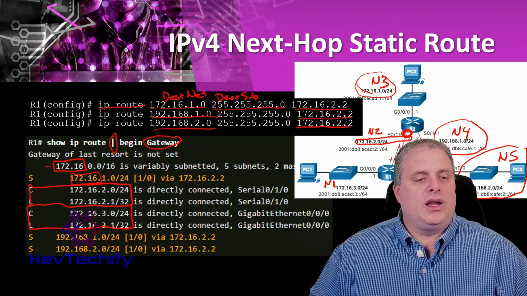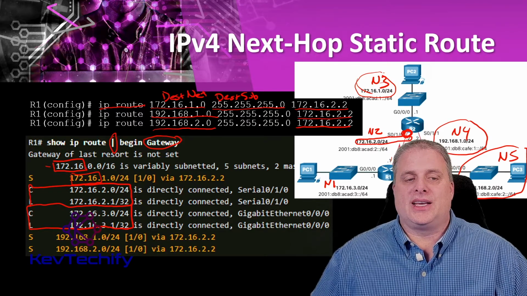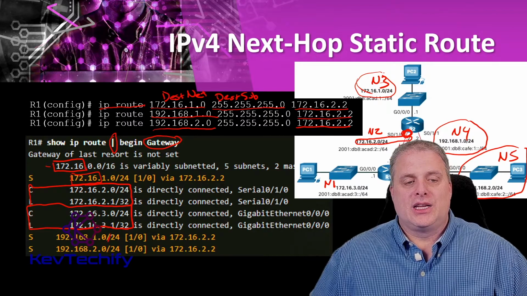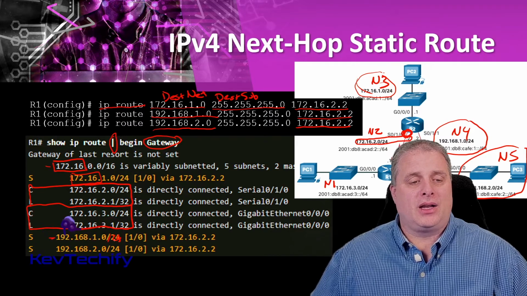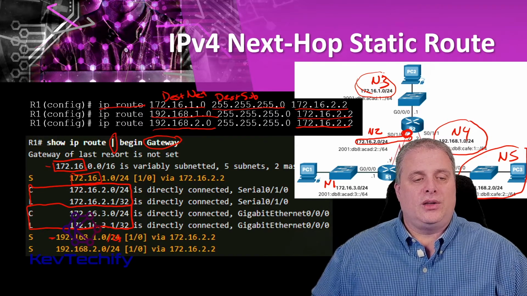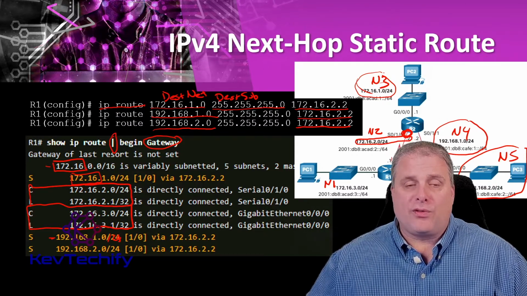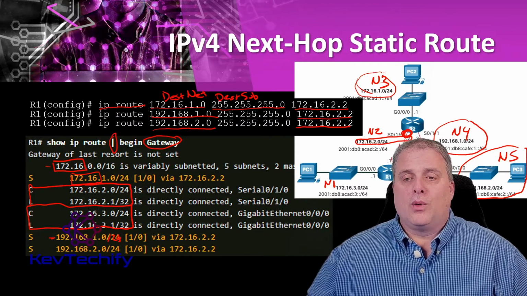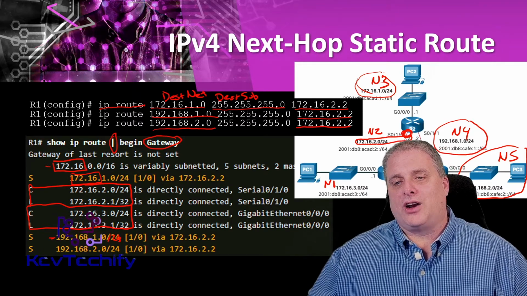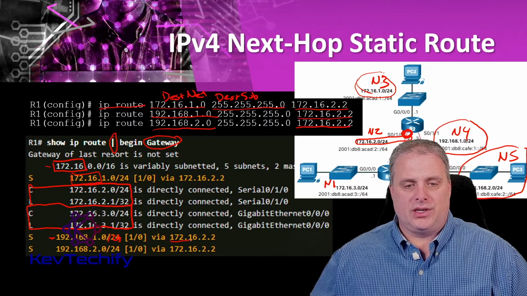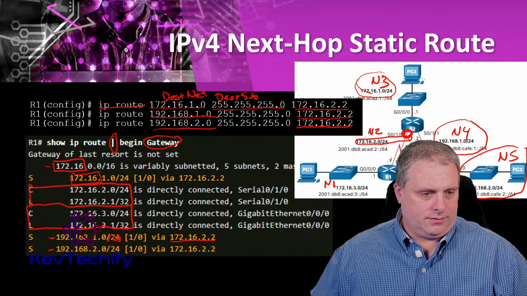Down here, we have 192.168.1.0 network. 192 is a class C, so it gives us a /24 subnet. Notice how it's out here as a parent. Any traffic destined for the 192.168.1.0 network, that is our network 4 over here. Router 1 knows it has to send it to the next hop IP address on R2, which is the 172.16.2.2 network.